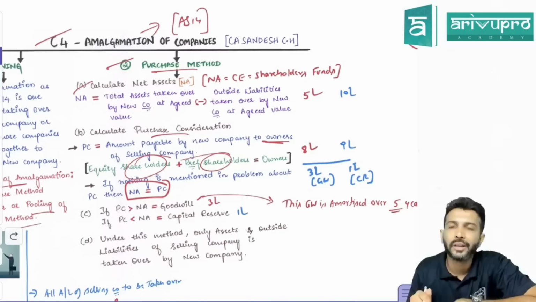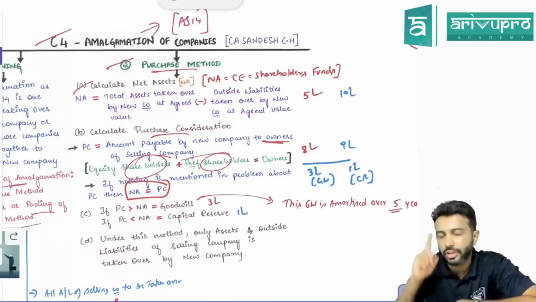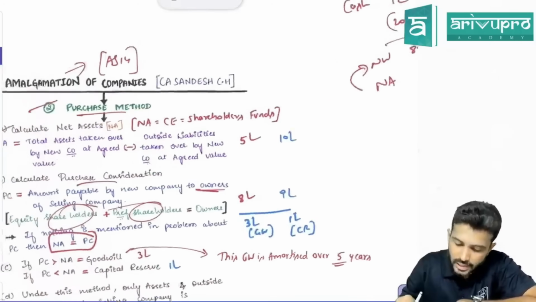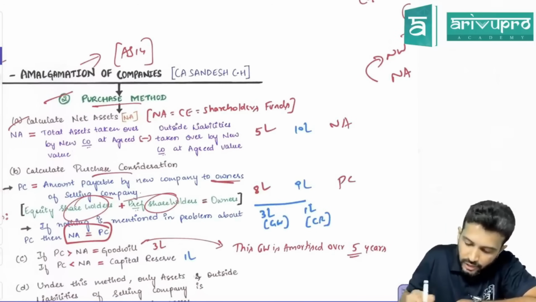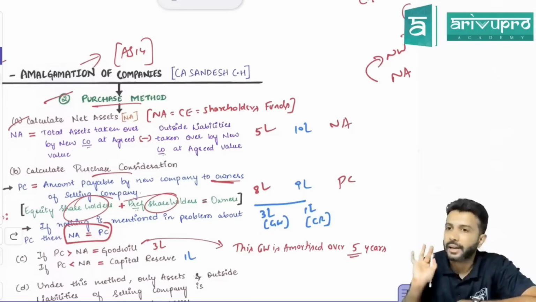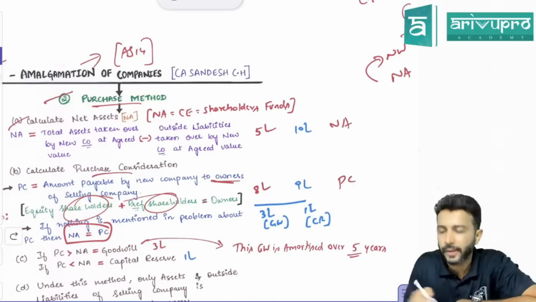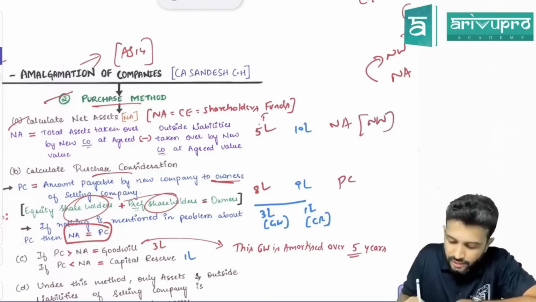So what do you compare? Worth with PC. Basically net assets with the PC you compare. Net assets means net worth. Let's say this is your net assets and this is your PC. In the first case, net assets is 5 lakh rupees, I assume. PC you paid is 8 lakh. Net assets means net worth, no sir? So how much is the worth of the business in the first case? 5 lakh.